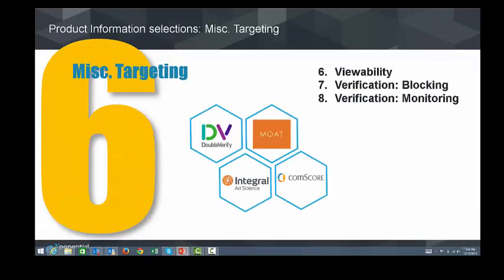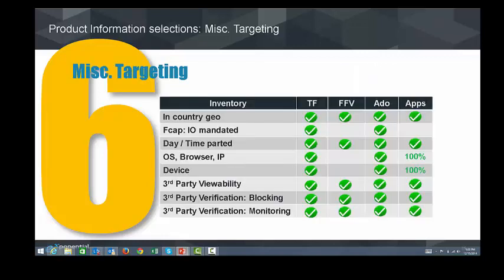The second portion of miscellaneous targeting covers viewability and verification, something that we are seeing more and more and we currently don't track. These should definitely be part of your pre-sale conversations. Viewability, verification blocking, and verification monitoring. Here's a breakout of miscellaneous targeting by division. Again, you can select more than one for any given line item.